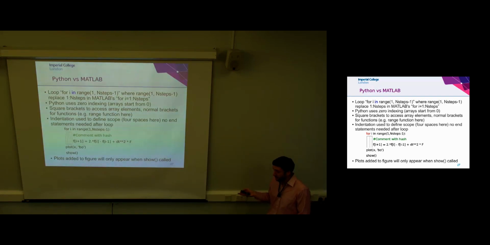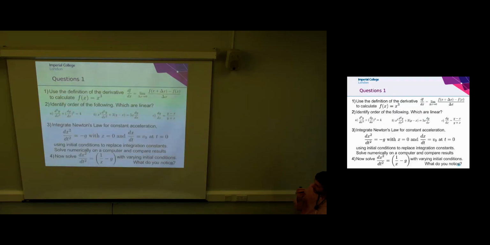So again, if there's anything not clear, please stick your hand up. But that's just to give you a kind of brief overview for the hands-on. So we've got a range of questions here. Starting off, we're just going to use this definition of a derivative and get comfortable with that by working out a simple function like x cubed, using this fundamental definition to actually calculate that. Then identify the order of a few differential equations and identify if they're linear or not.